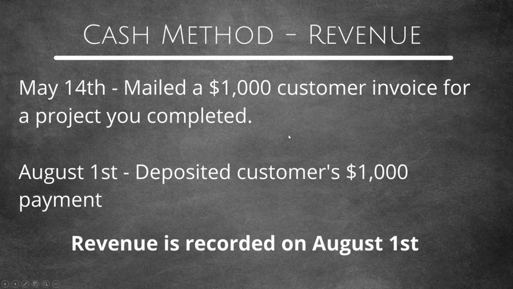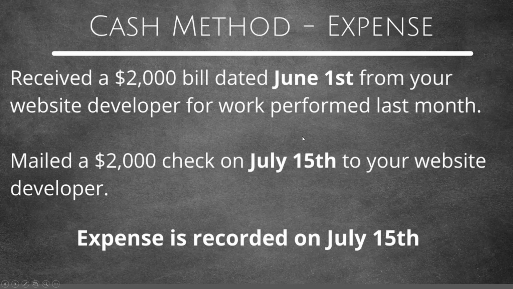Let's also dive in and look at the expense side of the cash method. Expenses are recorded when you actually pay your vendors. So let's pretend that you received a bill from one of your vendors. It's dated June 1st. You're paying your website designer for a little bit of work that they performed for you. You're going to mail a check to them on July 15th. You would record the expense on the cash method. It would hit your books on July 15th.